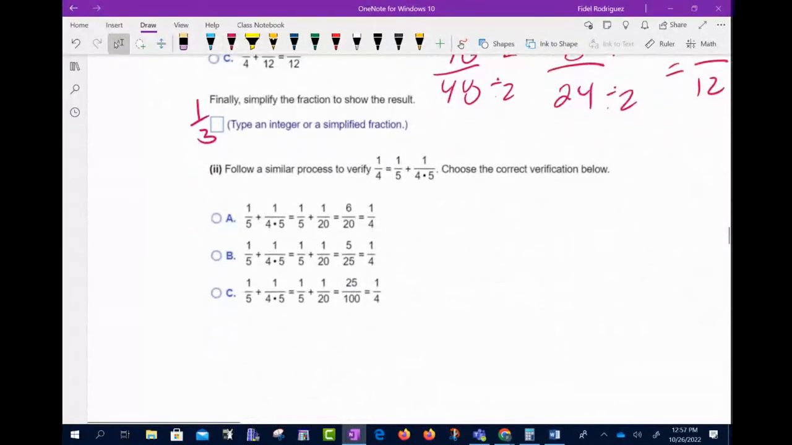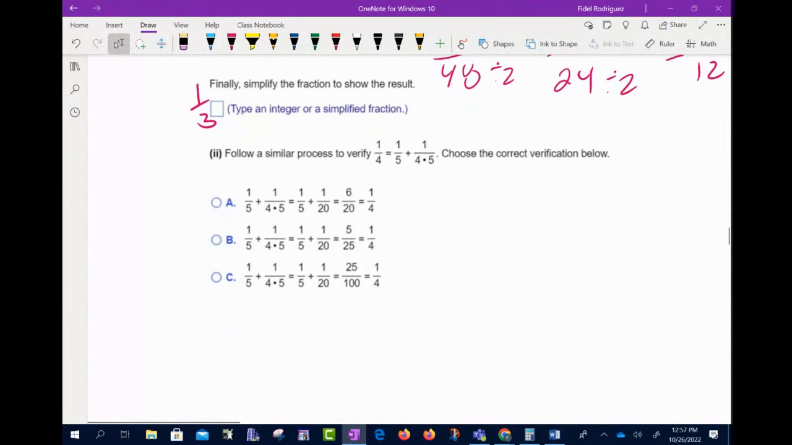Okay, so look, y'all, for the second part, I'm going to do the same process. Look what it says. The directions even say, follow a similar process to verify 1/4 is the same thing as 1/5 plus 1/4 times 5. Okay, so look, without looking at my choices here, y'all, I'm going to say, look, I have my 1/5 here. This here is going to give me a 1/20, okay? Because 4 times 5 is 20, okay?